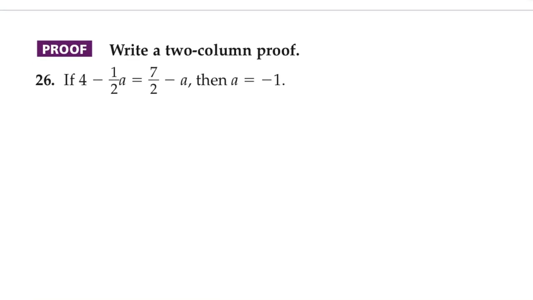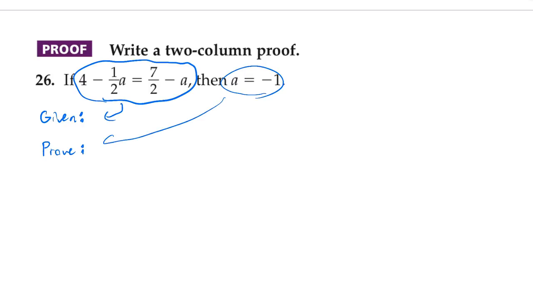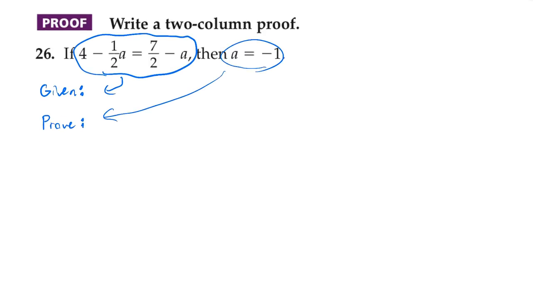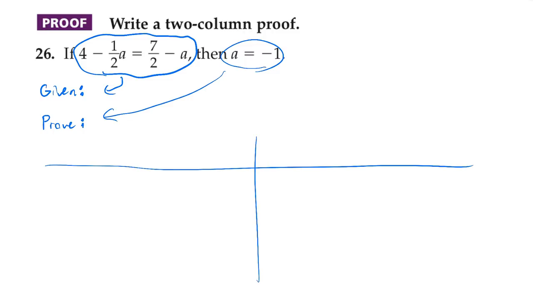All right, let's do one last proof together, and this is where we'll end. So write a 2-column proof. So again, we start with the given. This right here is the given. And then we need to prove that A is equal to -1. Okay, and there's no diagram that goes with this. So we set up our 2-column proof of statements and reasons. Now, statement 1 is always the given. 4 minus 1/2 A equals 7/2 minus A.